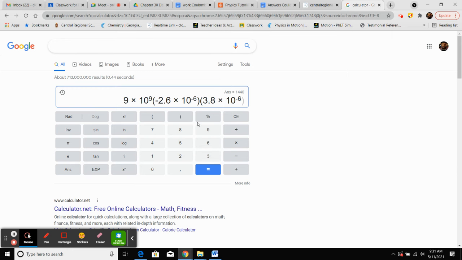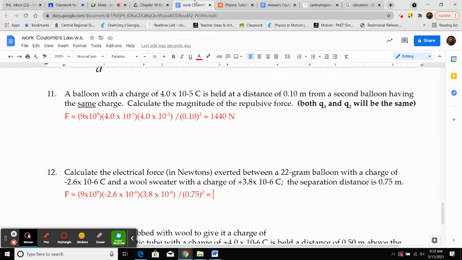To the -6. And that is going to be divided by 0.75 squared. Negative 0.158. Negative 0.158. Negative 0.158. Go.